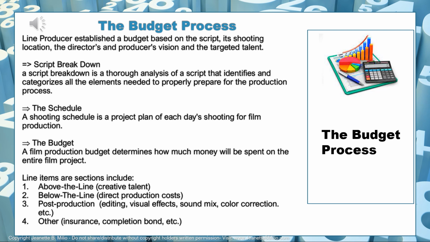So the line producer establishes a budget, and that is based on the script, the shooting location, as well as the director's vision and the producer's vision, and of course the targeted talent, meaning the actors. In addition to that, we're going to look at locations, we're going to look at the genre in order to establish the scope for a film or television show.